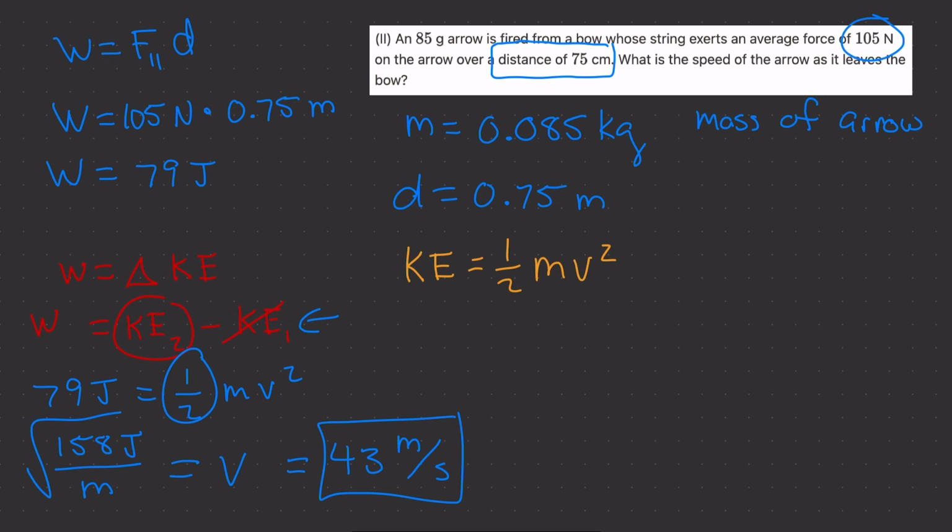And that's the velocity that's going to create our final kinetic energy, and it's also the velocity that the arrow is going to have after the 75 centimeter displacement. In other words, it's the velocity that the arrow will have when it leaves the bow.